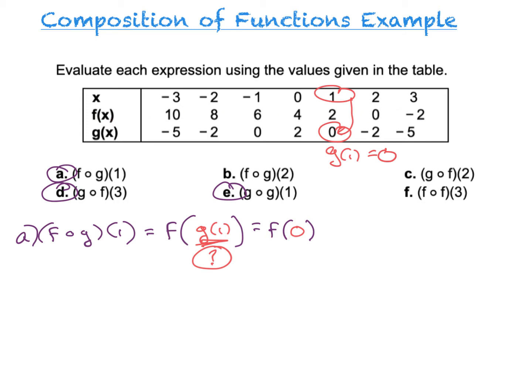Let me get rid of this so it doesn't confuse me. So this means when x equals 0, what is f of x? Here are the x values. So x equals 0, f of x, that's the second row, is 4.